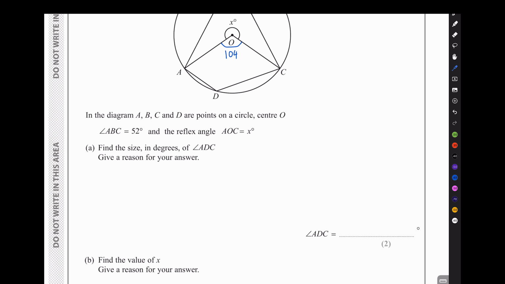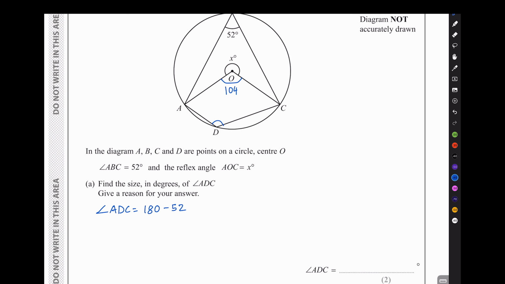Let's read the question now. Find the angle ADC. So this is exactly what I just found. Angle ADC equals 180 minus 52, which is 128. Yeah, it should work.